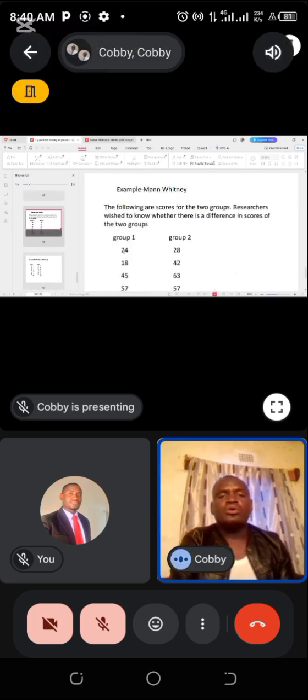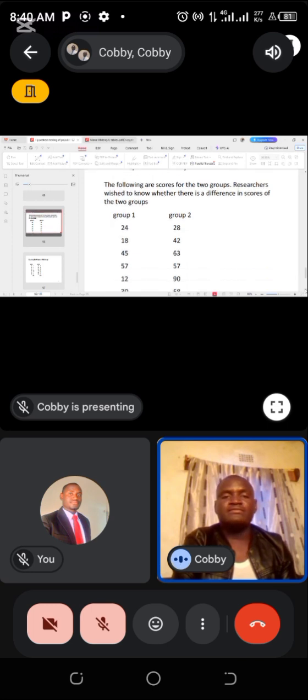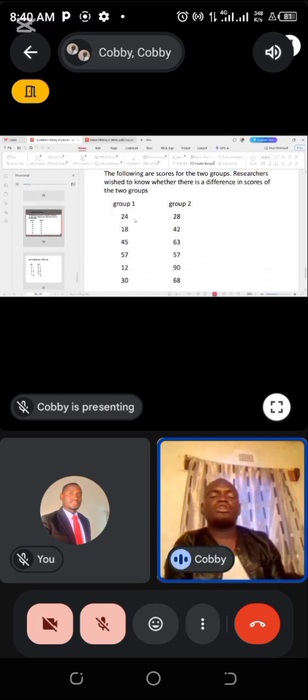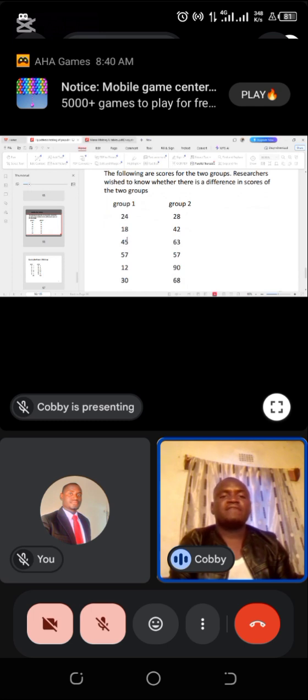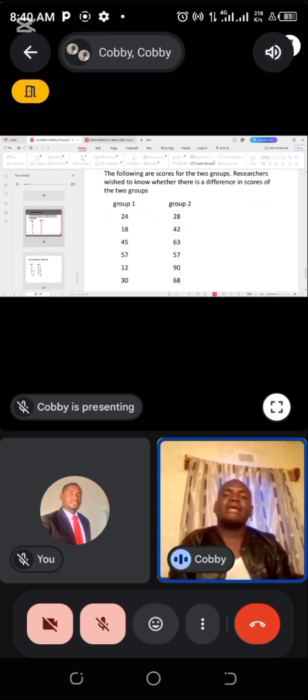So for group 1, how many do we have? In group 2, how many do we have? So N1 is going to be, you count these, how many are they? 1, 2, 3, 4, 5, 6. And N2, they are also 6. So N1 and N2 is 6. And that is the sample size for the two groups.